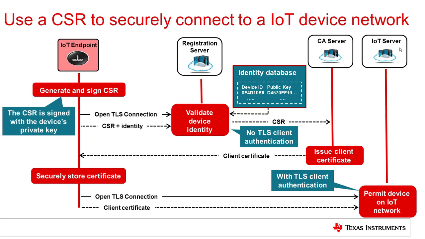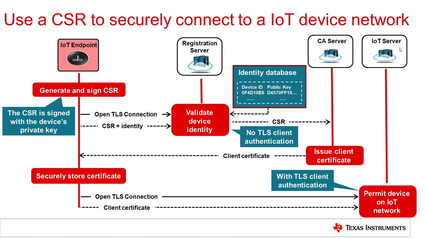Once the IoT endpoint device is connected successfully to the Wi-Fi home network, it can now generate and sign a CSR, and this CSR will include the identity that's unique to the endpoint device, and also will include the public key. This CSR is now sent to the provisioning server, which we've called the registration server here.